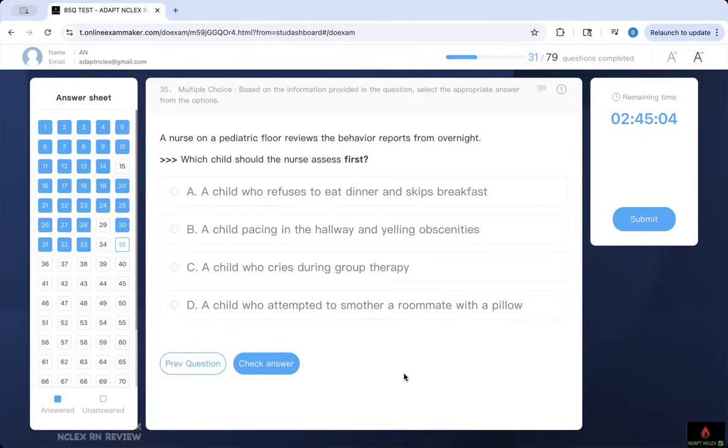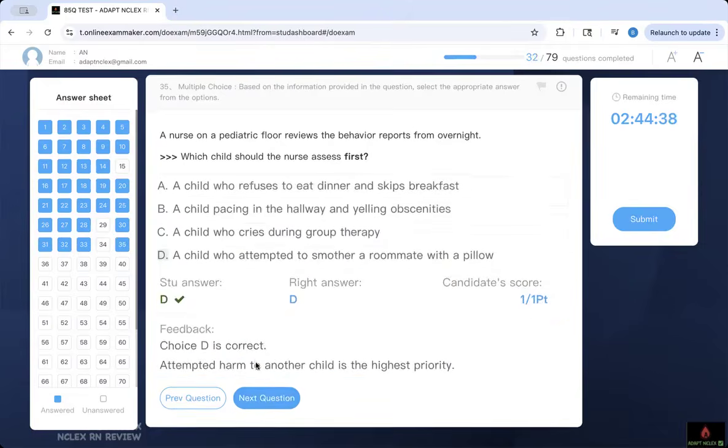All of them, bad stuff is happening. Crying in group therapy is okay. He's pacing, he's going to do something, he's yelling, well, abusive or something. He doesn't want to eat, fine. But if you attempt to do something to somebody else, that's bad. The kid attempted to smother a roommate with a pillow. Bad sign. He's in trouble. This patient is in trouble.